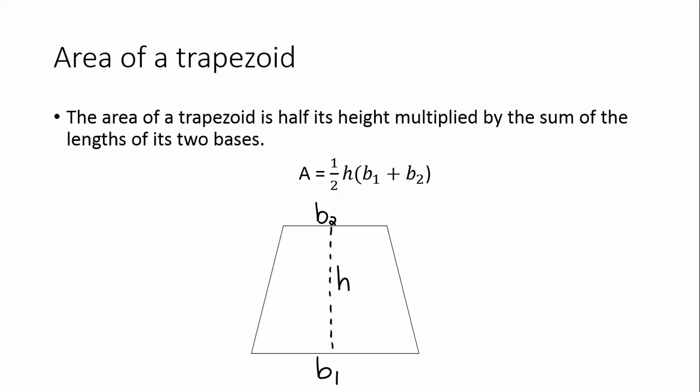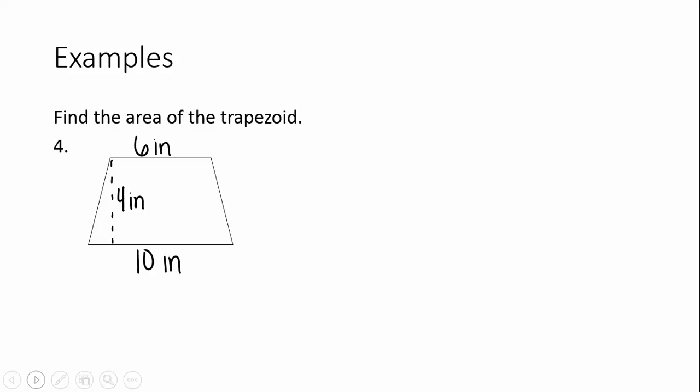So you can see here we have B1 and B2 labeled. The top and the bottom are the bases. So we're going to add that together, then multiply it by the height, and then either divide it by 2 or multiply it by a half. So here we have our trapezoid, and sometimes you may want to label it: that's the base, and you can call it B1 or B2, and here's the other base, and then this is our height.